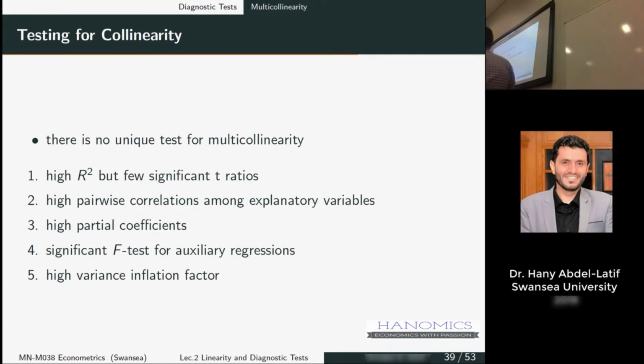You could look at the correlation between the x's and see which two of your variables are correlated. Or you could do some sort of auxiliary regression, where you regress one of the x's, the one that you suspect is causing the problem, on the other x's. Or you could look at something called the variance inflation factor.